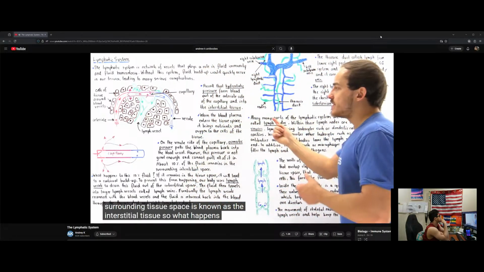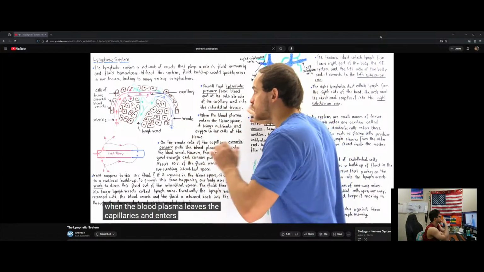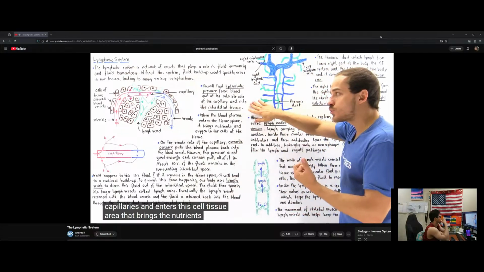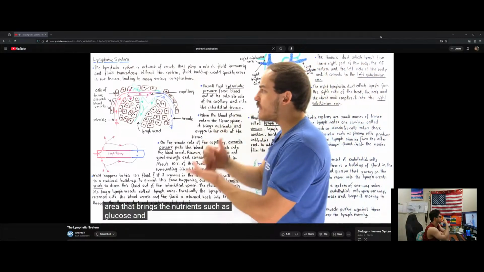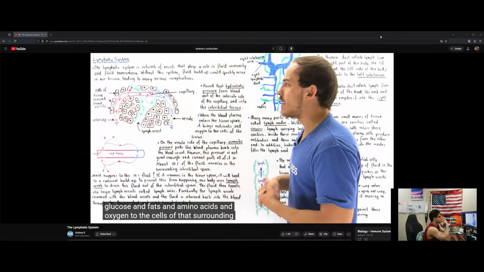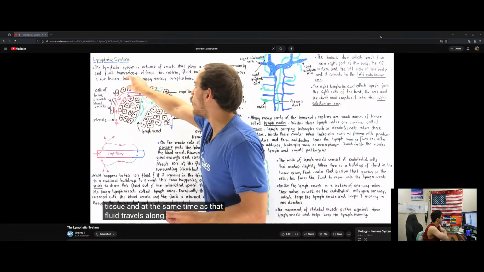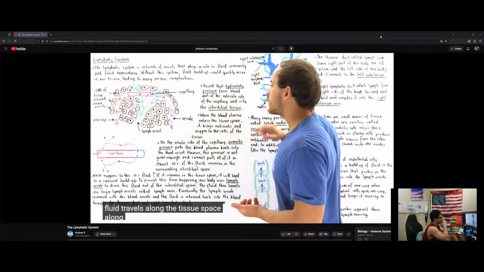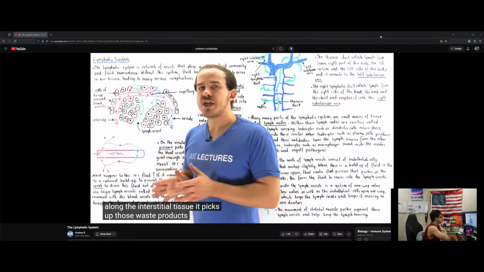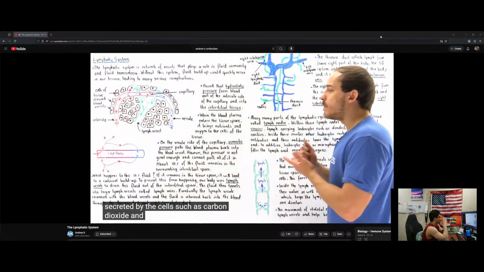So what happens is when the blood plasma leaves the capillaries and enters this cell tissue area, that brings the nutrients such as glucose and fats and amino acids and oxygen to the cells of that surrounding tissue. And at the same time, as that fluid travels along the tissue space, along the interstitial tissue, it picks up those waste products that are secreted by the cells, such as carbon dioxide and ammonia.